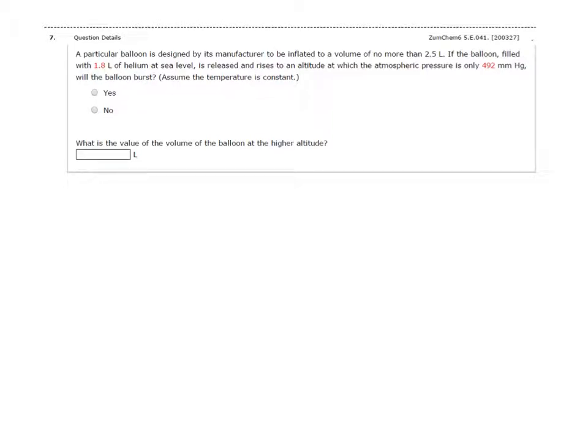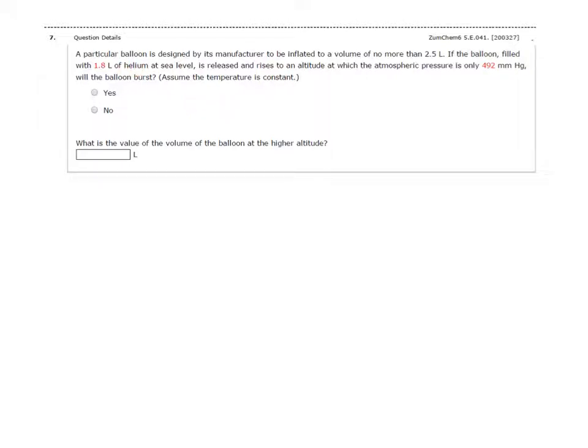Students, here's a story problem where we're asked to apply a comparison between pressure and volume. So it's just going to be a matter of using Boyle's law, but they embed the question within a story. They tell us a balloon is only designed to be inflated to a volume of 2.5 liters, and we fill the balloon with 1.8 liters of a gas.